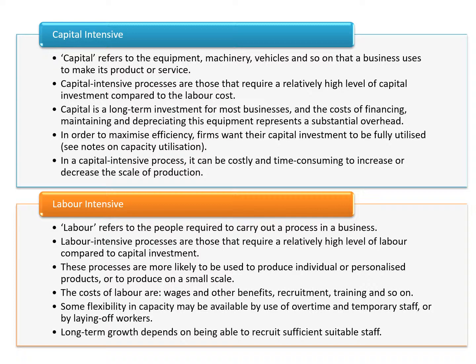Labor costs are wages and other benefits, recruitment, training, etc. Some flexibility in capacity may be available by use of overtime and temporary staff, or by laying off workers. So say you're a seasonal fruit farmer, so you might have strawberries in the summer, so you can actually hire people in. Your costs and everything will go up, but they are there for a purpose. And then at the end of the season, you would just let those staff go, and you would carry on, and your labor costs would come down again.